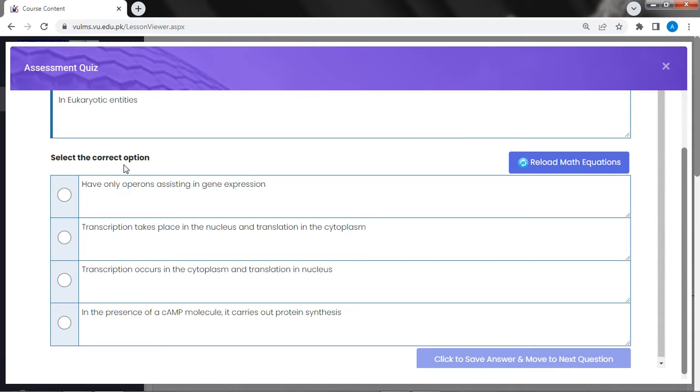In eukaryotic entities have only operons assisting in gene expression. Transcription that takes place in the nucleus and translation in the cytoplasm. Transcription occurs in the cytoplasm and translation in the nucleus. In the presence of a CAMP molecule, it carries out protein synthesis. Transcription takes place in the nucleus and translation in the cytoplasm.